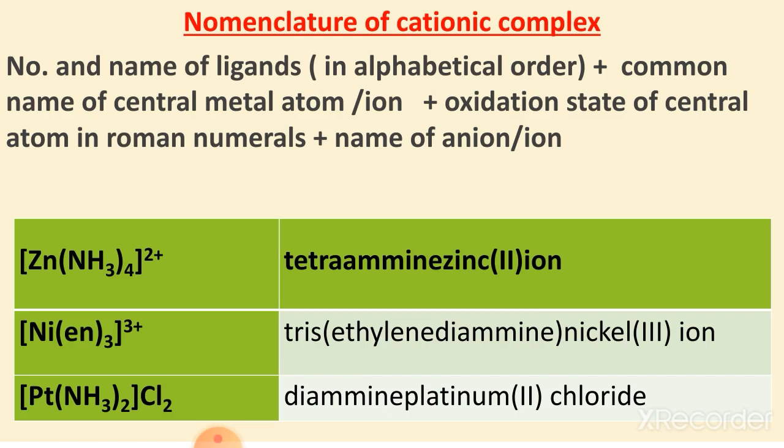Then one more example, [Pt(NH3)2]Cl2. Look again here, 2 ammonia, so we write diammine platinum(II) chloride. Here the charge on platinum is II, and after the square bracket anions are present, so we have to write the name of the anions like this. So this is basically the nomenclature of the cationic complex.